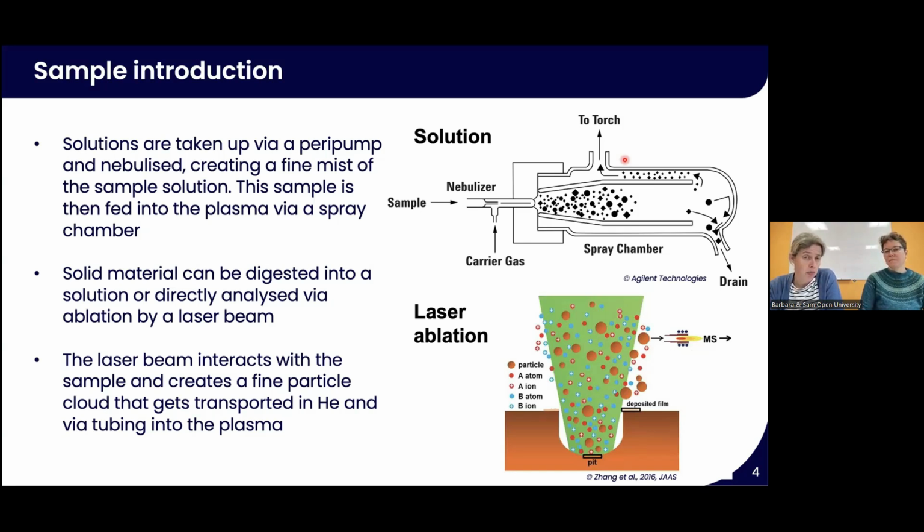As I said, the solid material can either be digested and fed in as a solution, or it can be directly analyzed via laser ablation by bombarding the sample surface with a laser beam. The sample is placed into the laser ablation chamber and ablated by the laser. The interaction of the laser on the surface of the material creates a plume of material, and that plume is then carried into the plasma to be ionized, from the laser ablation into the ICP itself. We usually use helium as a gas to do that because it's relatively light and allows for good transmission of that particulate material.